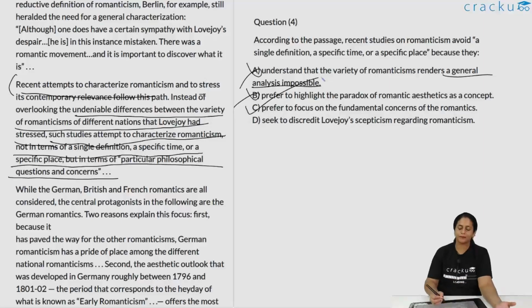Prefer to focus on the fundamental concerns of the romantics. This is the idea, that instead of defining by space, place, time, etc., I would rather define it by the concerns raised, because it is a more unifying definition. So this would be the right answer.